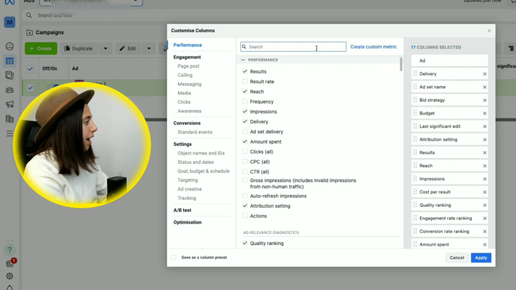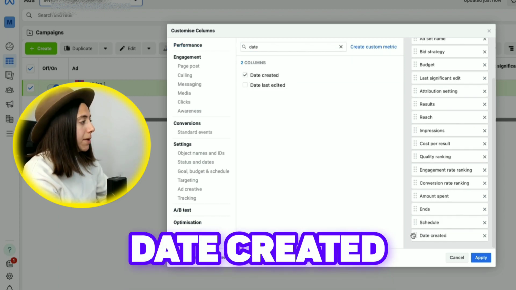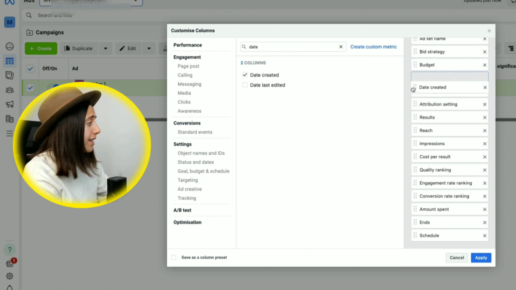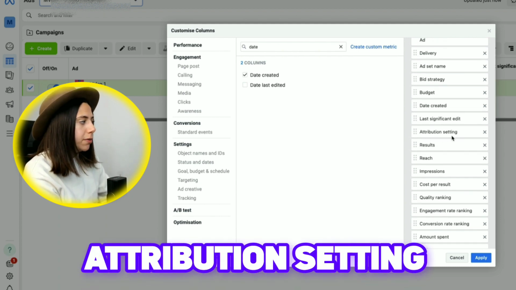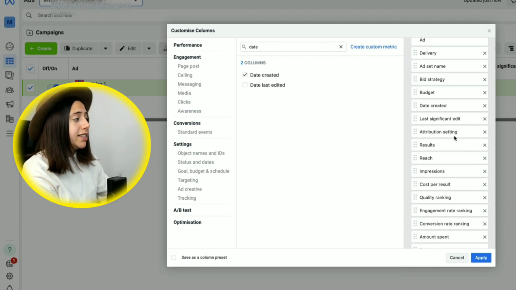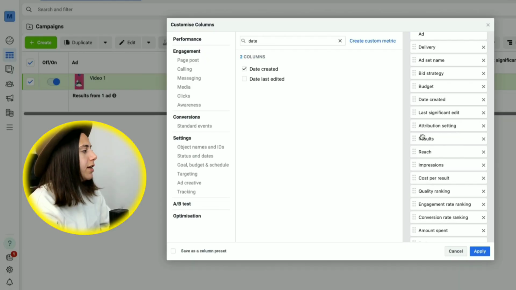I also like to add another one over here, which is date created, just to keep in mind when did I create this ad set or this campaign. Attribution settings, you can leave that on. Basically, this is when you have a 7-day attribution, meaning that you are telling Facebook whenever someone buys from you, it has 7 days to attribute that purchase to the specific ad set or campaign, right? You can leave this on.